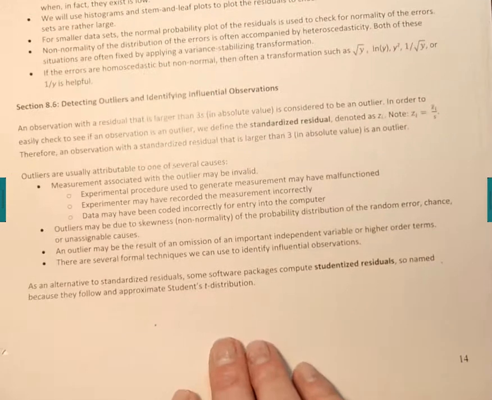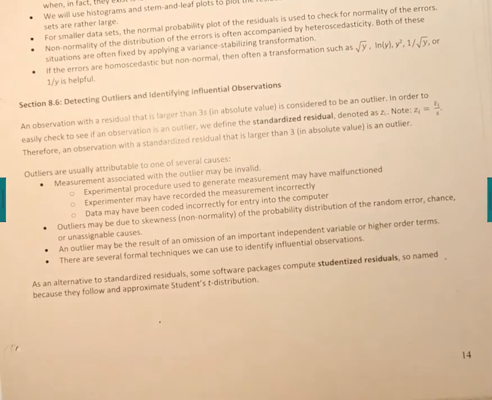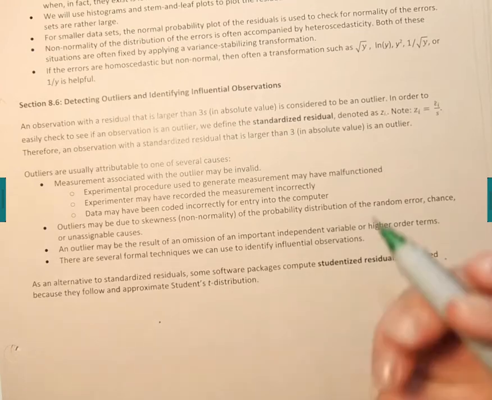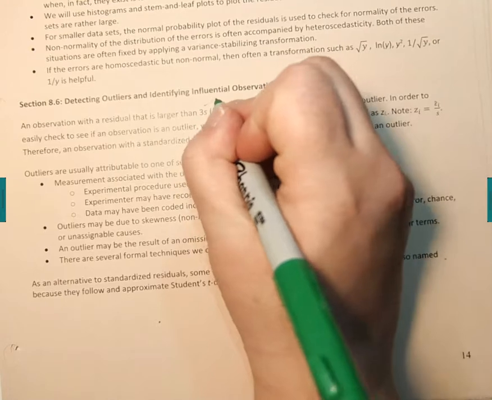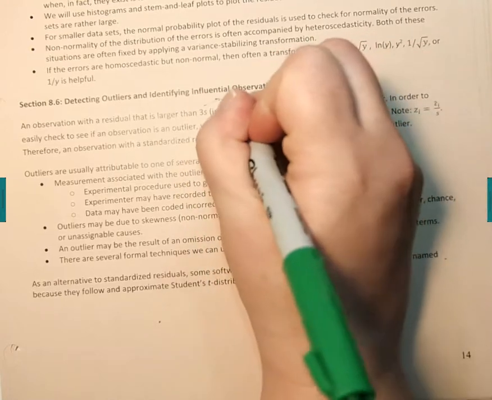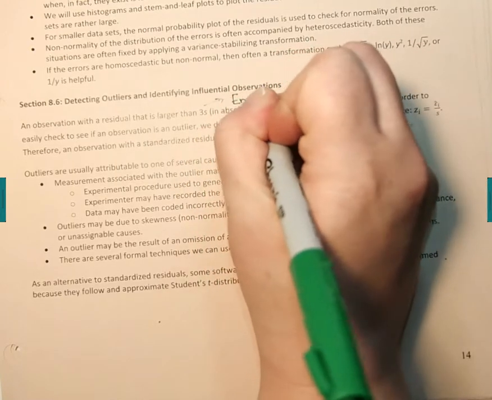Our next section, 8.6, looks at detecting outliers and identifying influential observations. An observation with a residual that is larger than 3 standard deviations in absolute value is considered to be an outlier. And so we could ask ourselves, where does that 3 standard deviations come from? Surely they didn't just pull that out of nowhere. And we should all know that the answer is they don't. The reason we're looking at 3 standard deviations in absolute value comes directly from the empirical rule.